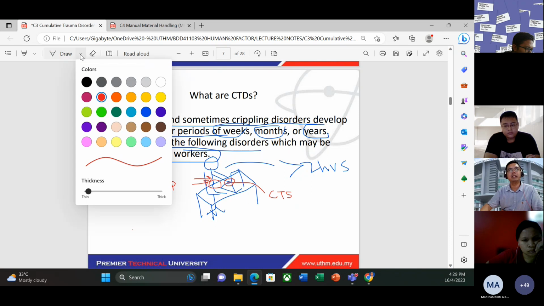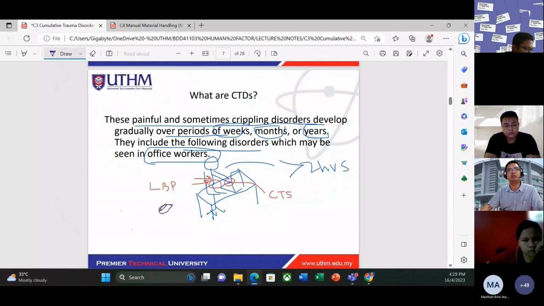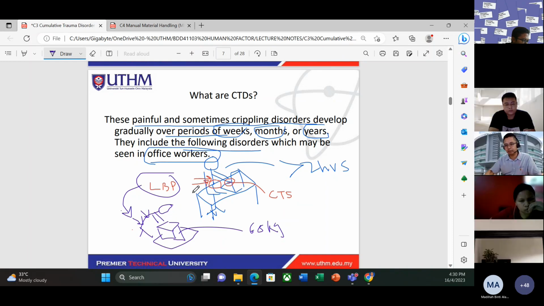For industry work, workers might be exposed to ergonomic factors due to manual handling, carrying heavy loads. For example, a heavy load of 60 kg and a bending posture can also cause LBP, lower back pain, due to frequency, intensity, and duration. Okay, this is an example of workers exposed to cumulative trauma disorder.